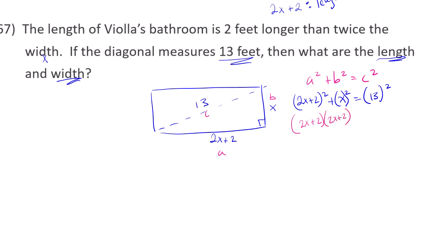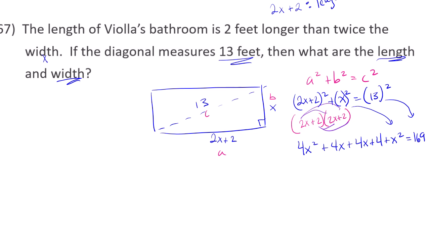right? So we're going to multiply these values. So 2x times 2x is 4x squared. 2x times 2 is 4x. 2 times 2x is 4x. And 2 times 2 is 4. So lots of 4's there. And then we bring down the x squared, right? And then we bring down the 13 squared, which is 169.